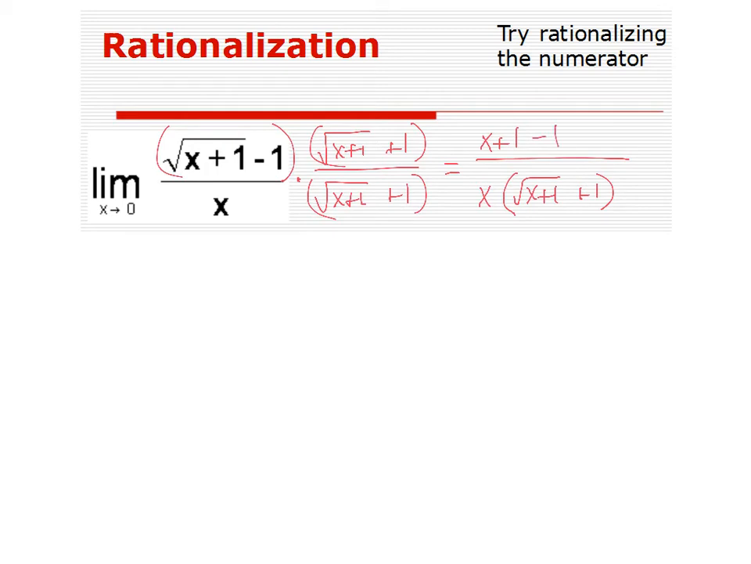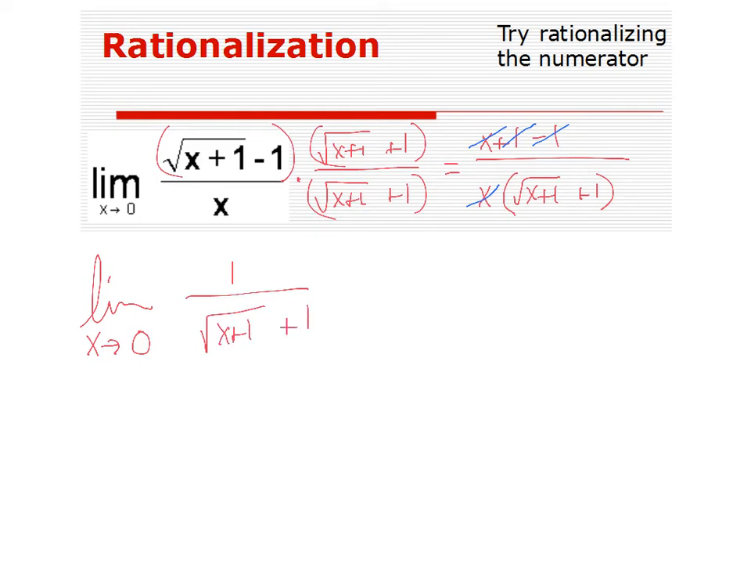And that works beautifully because a positive 1 and a negative 1 will cancel. And this x that I have left is going to reduce with this x, and I'm left with just this conjugate function that I have in the denominator. After I've rationalized, I end up with a 1 over the square root of x plus 1 plus 1.